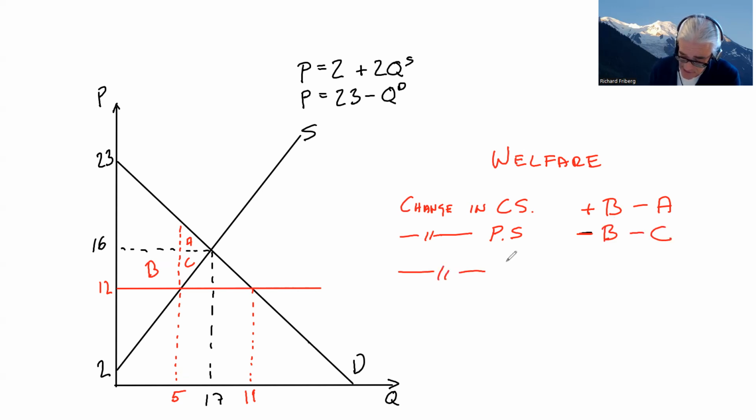Netting these things out, the change in welfare is that the B disappears from the total, since it's just a transfer from producers to consumers. We can have thoughts on that, and weigh consumers higher than producers, but it is a transfer. It doesn't affect the overall efficiency, if we so wish. Whereas the areas A and C represent a deadweight loss.